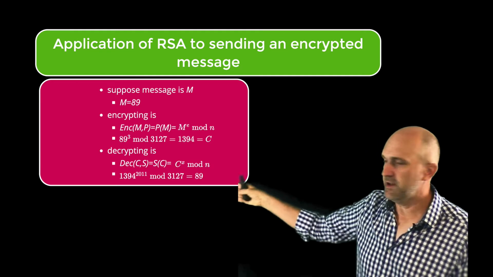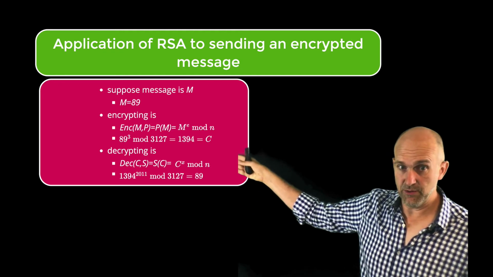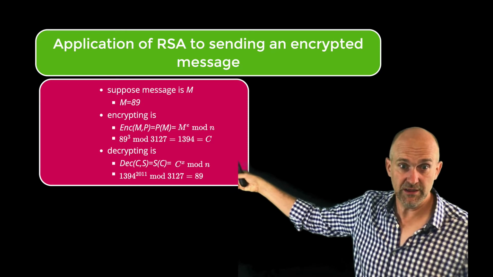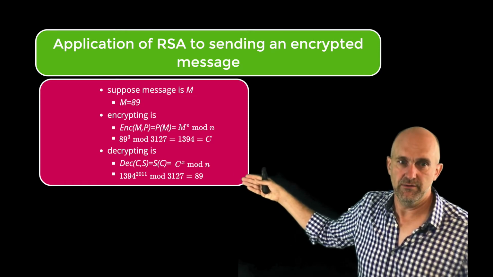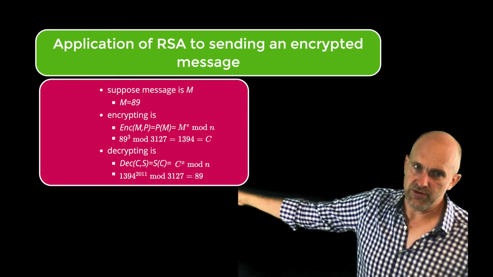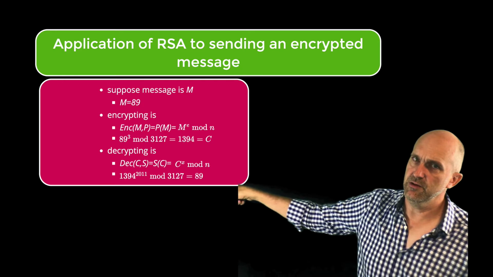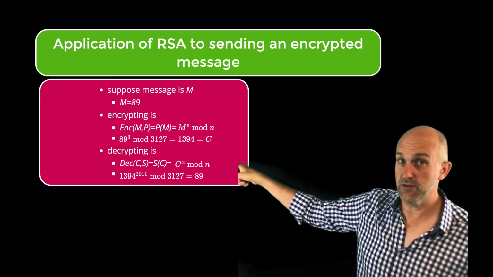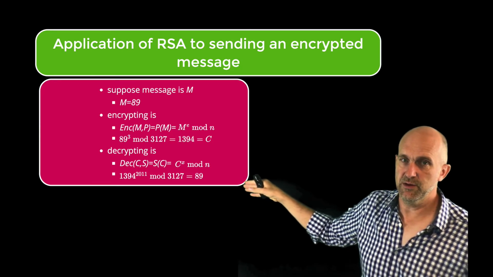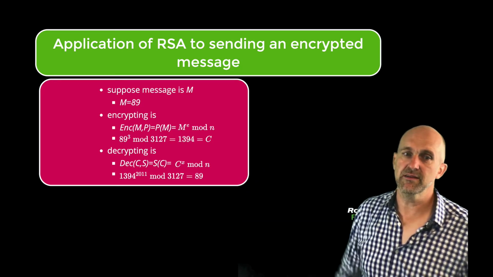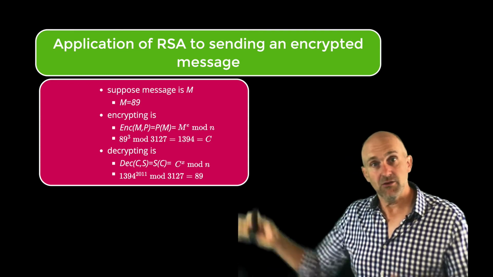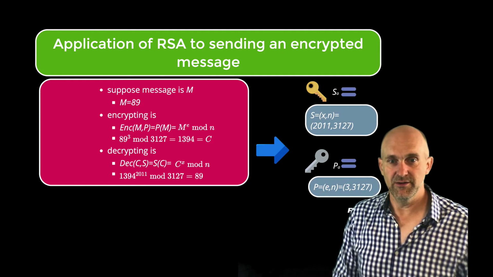Well, what we do is we take the cipher, as I said, and we take it to the power x, and you know what your x is, your private key, and take the modulo of n, divide it by n and take the remainder. As you can see, and you can compute this yourself, the cipher was 1394. We take this to the power 2011, this is our x, and we divide it by 3027 and take the remainder, and the remainder is exactly 89. So in other words, as you can see computationally here, this actually works out.